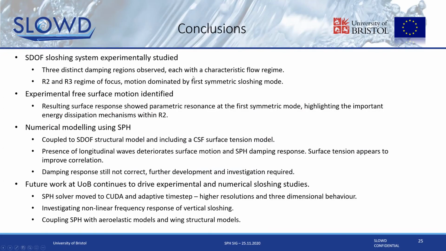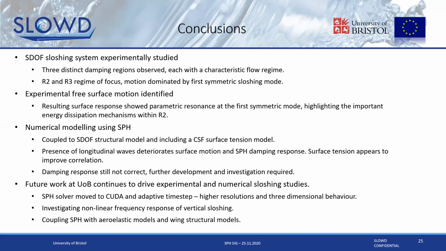Okay, and just to conclude, we had a look at some of our vertically excited sloshing studies. These were aiming to represent the mainly vertical motion of wing tanks and the mainly vertical excitation of fluid inside aircraft wings. We saw three distinct damping regions, each with its own very characteristic flow regime and characteristic fluid-induced damping. Our results mainly looked at R2 and the free surface response in that. Lucian developed an experimental method for identifying the free surface, which has provided really helpful information on how the SPH surface responds in contrast to the experimental behavior.